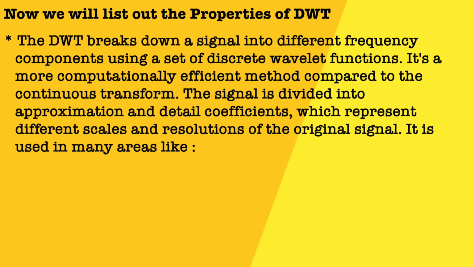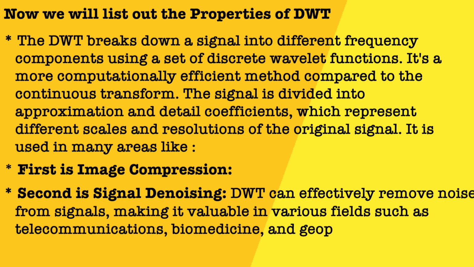The signal is divided into approximation and details coefficients, which represent different scales and resolutions of the original signal. It is used in many areas. First is image compression, the second is signal denoising. DWT can effectively remove noise from signals, making it valuable in various fields like telecommunications, biomedicals and geographics.